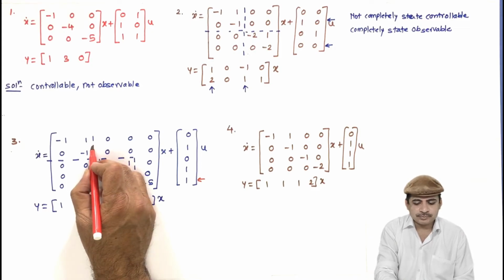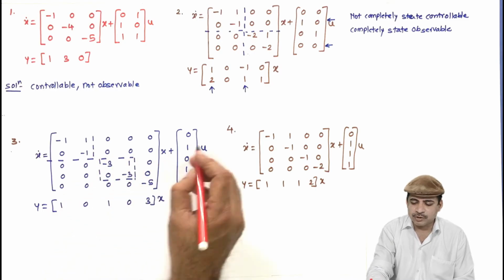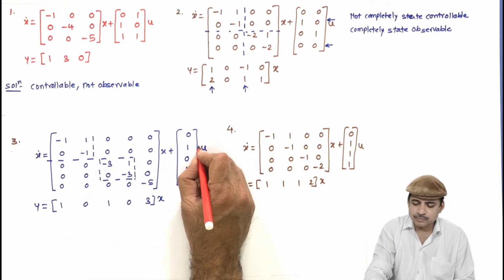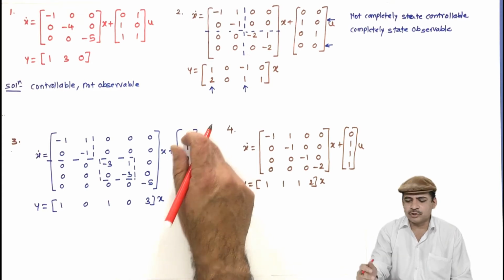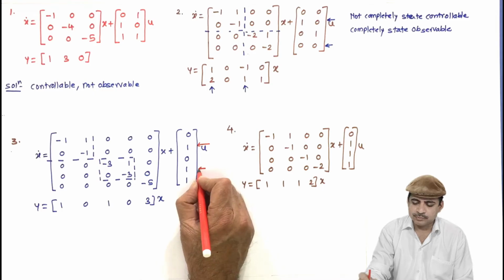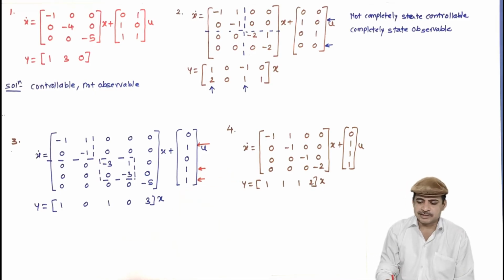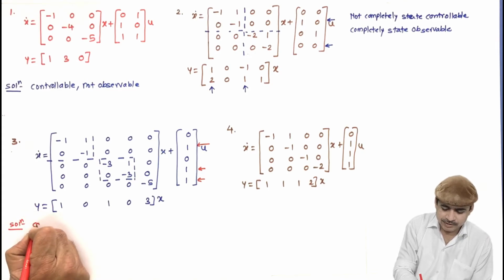This is the first Jordan block. The last row corresponding to this Jordan block in B is this second row, which is non-zero. So even though this is 0, no difference. And for this particular Jordan block, this is the last row. So all conditions are satisfied. So the system is completely state controllable.